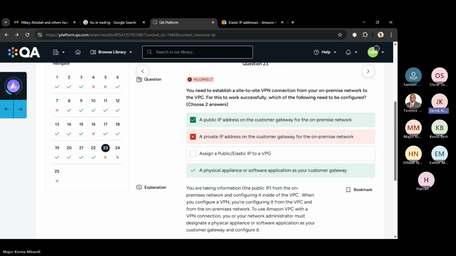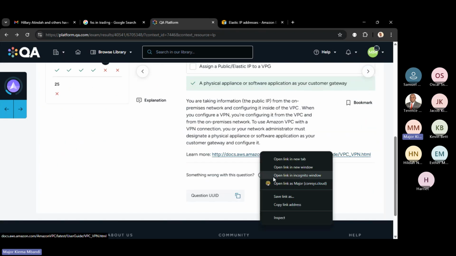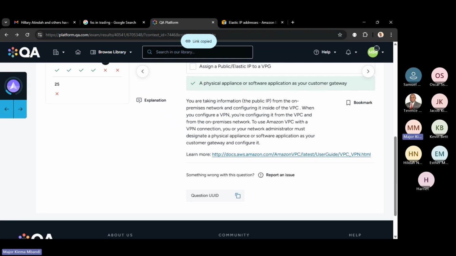So I think what they're saying about physical appliance or software appliance here is a firewall. So you can have a software firewall or you can have a hardware firewall where you have to configure the routes and also have a designated public IP. Yes, correct. So I think we can move. Okay, this one, let me share a guide because they didn't get it right. So need to refer later.